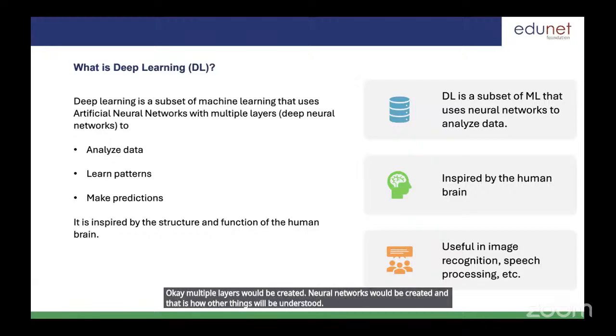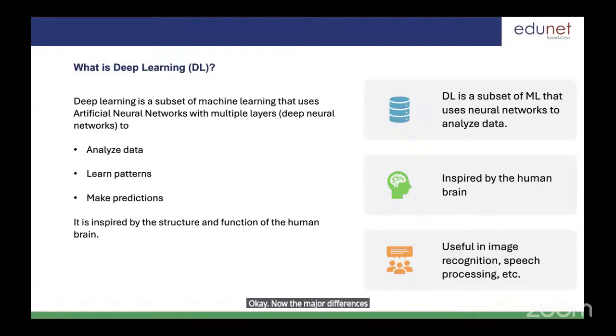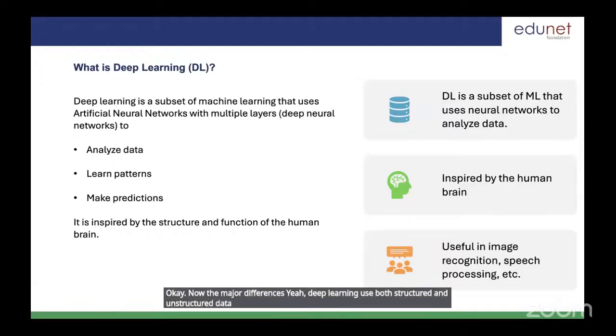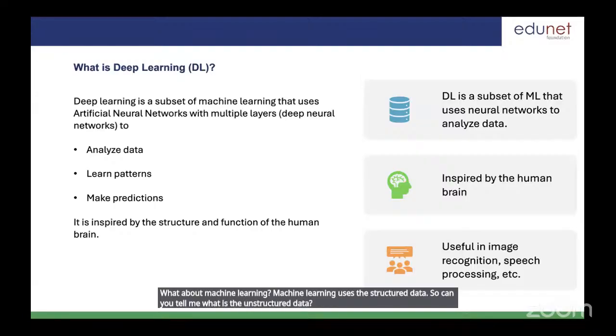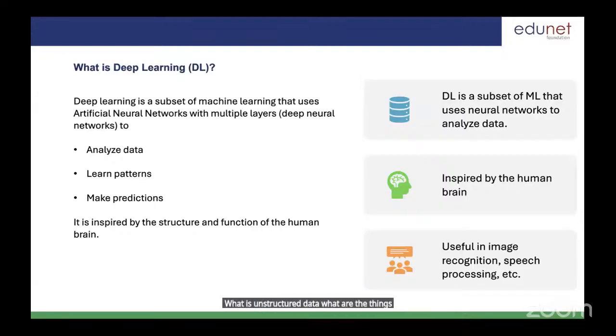Now the major difference is, deep learning uses both structured and unstructured data, right? What about machine learning? Machine learning uses the structured data. So can you tell me what is the unstructured data? What are the things that come under unstructured data? Okay, images. Apart from images, videos, audio clips. Yes. Okay, so these are the unstructured data.